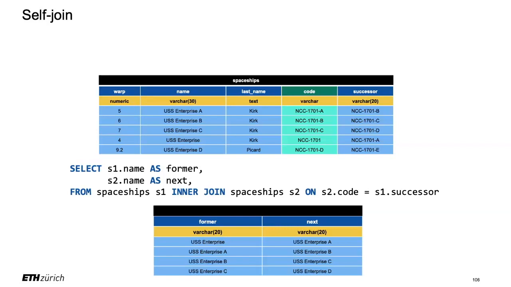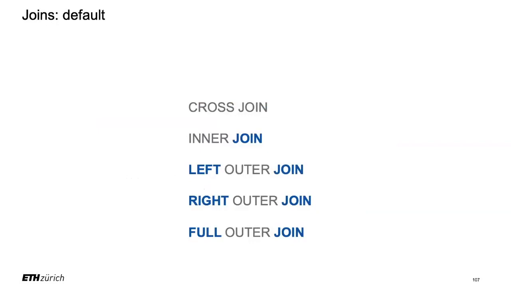The way you do this is you just use the same table name on both sides of the join, right? Here, spaceships on the left, spaceships on the right. You can absolutely do this.